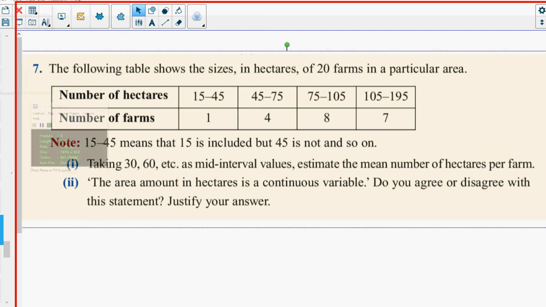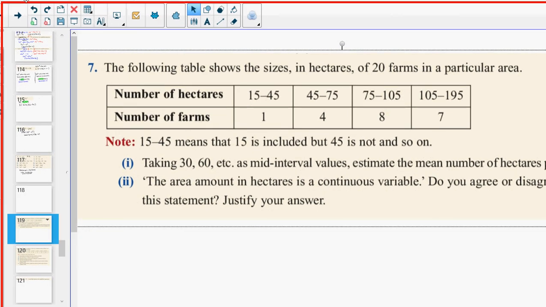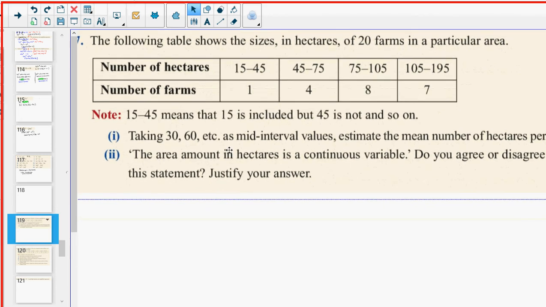Right, here we go. Now, what we have is: the following table shows the size in hectares of 20 farms in a particular area. Note that 15 to 45 means that 15 is included, but 45 is not, and so forth.